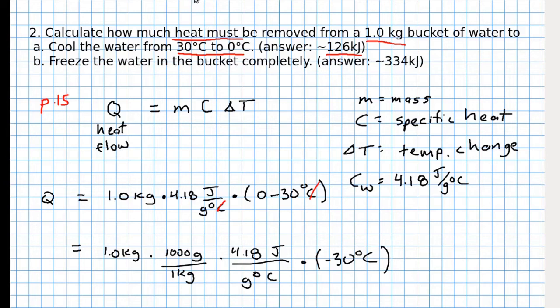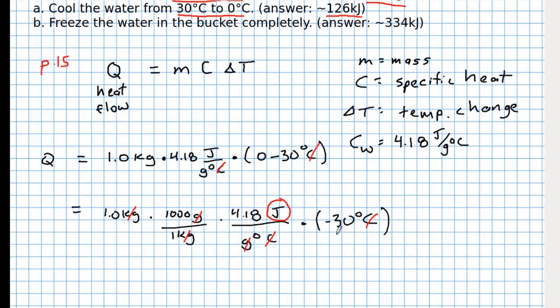All right, and let's cancel out those units and see that it all works out. So the kilograms and the kilograms are gone. The grams and the grams are gone. The degrees Celsius and the degrees Celsius are gone. The only unit that's left is joules, which is a unit of energy. And heat flow is a measure of how much energy has flowed from one system to another. So I'm going to have to multiply 1 times 1,000 times 4.18 times minus 30, and that will give me my result.